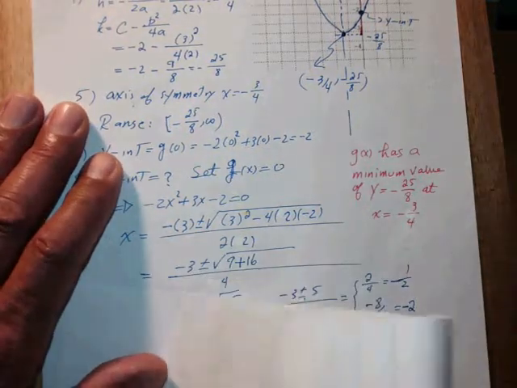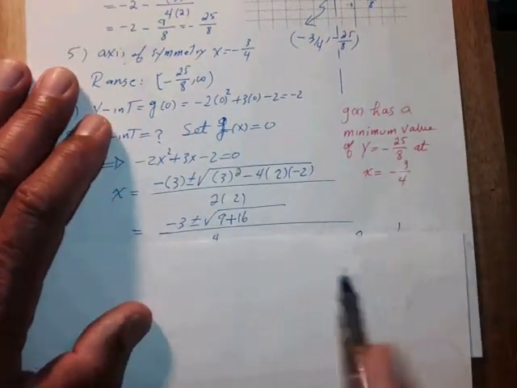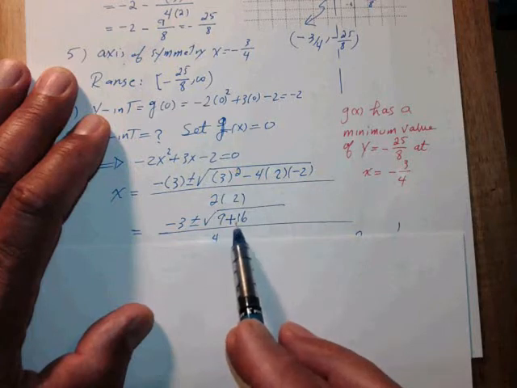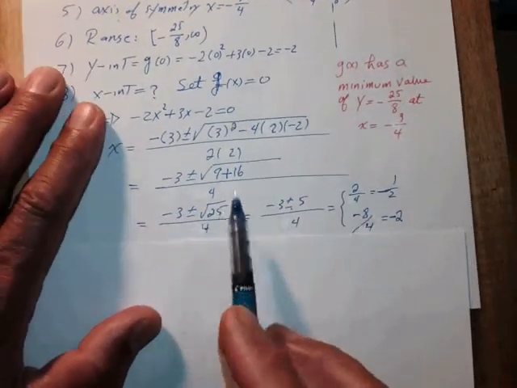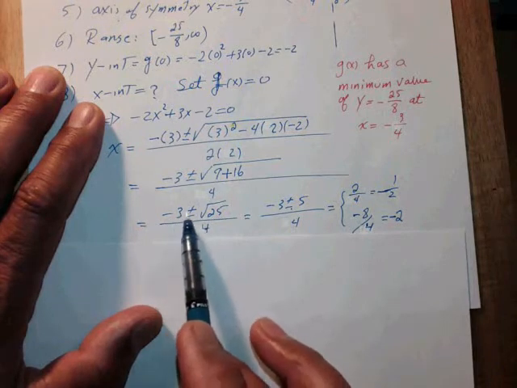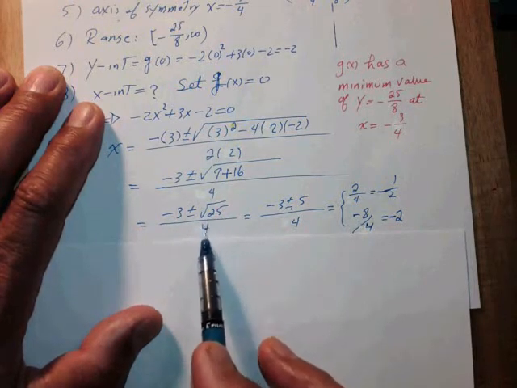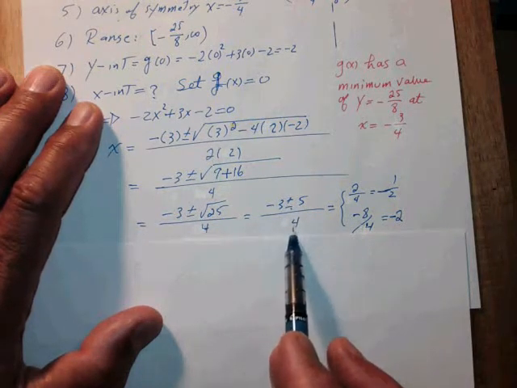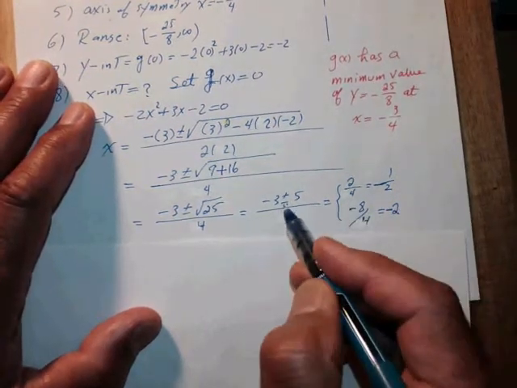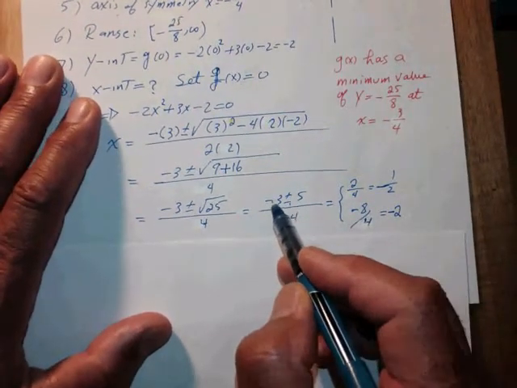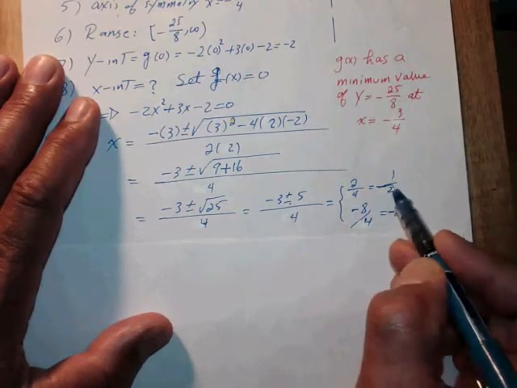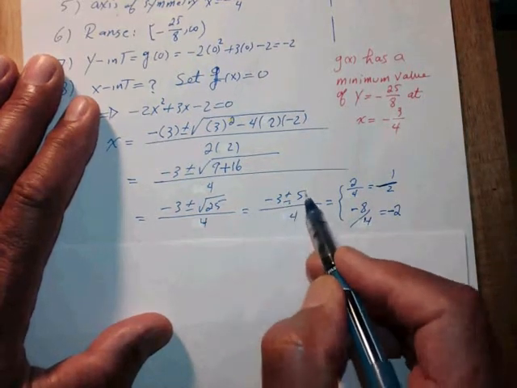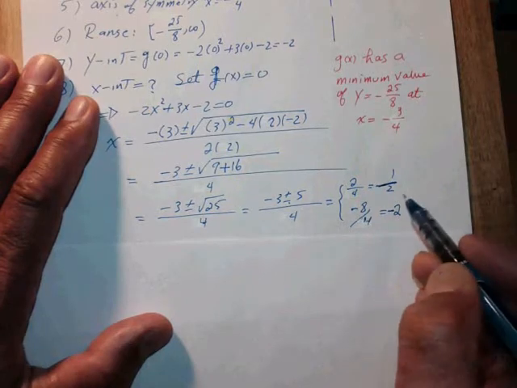Then I carry out these simple calculations here. Negative 3 plus or minus, this is 9, this is 16. So 9 plus 16 divided by 4. 9 plus 16 is 25. So negative 3 plus or minus the square root of 25 over 4. The square root of 25 is 5. So negative 3 plus or minus 5 over 4. If I choose plus, negative 3 plus 5, you get 2 over 4, which is 1/2. And if I use minus, negative 3 and negative 5 is negative 8. Negative 8 over 4 is negative 2. So these are your x-intercepts.